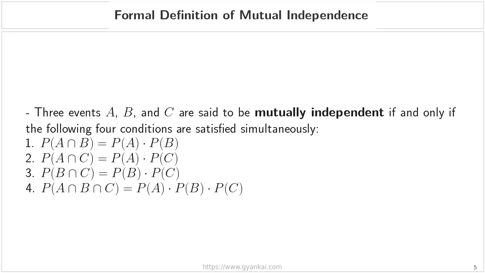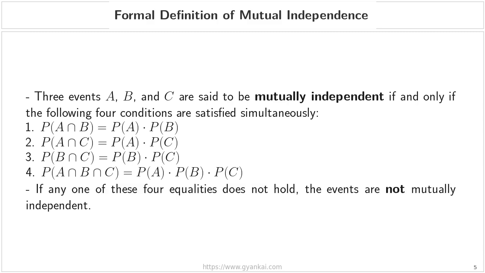4. The probability of A intersection B intersection C equals the probability of A times the probability of B times the probability of C. It is crucial to remember this. If even a single one of these four equalities fails to hold, then you cannot claim the events are mutually independent. They are simply not independent as a group.